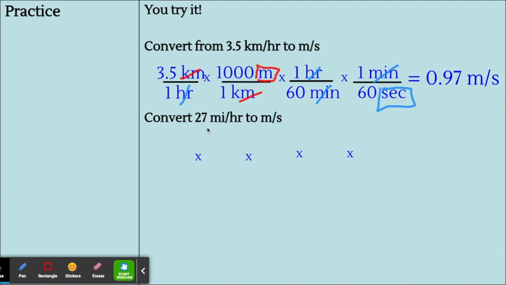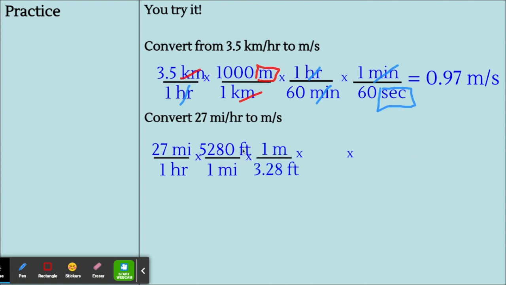Let's take a look at another problem. This one wants us to convert 27 miles per hour into meters per second. So let's go ahead and write our 27 miles over 1 hour. The first conversion we're going to use is miles to feet. We have 1 mile is equivalent to 5,280 feet. And then next, we're going to convert feet into meters. We know that 3.28 feet is equivalent to 1 meter. From there, we're going to convert hours into minutes, and then minutes into seconds.